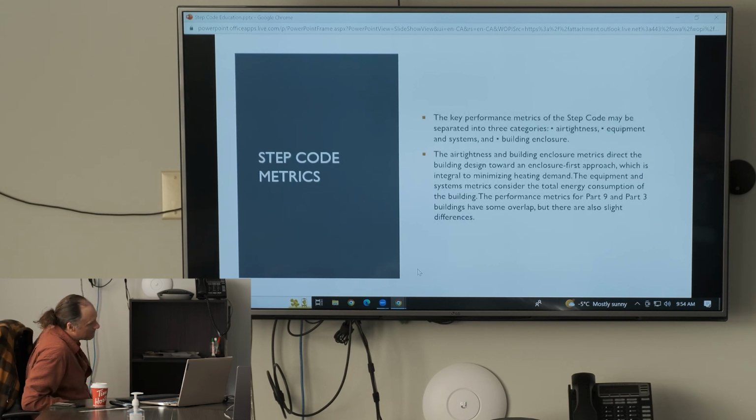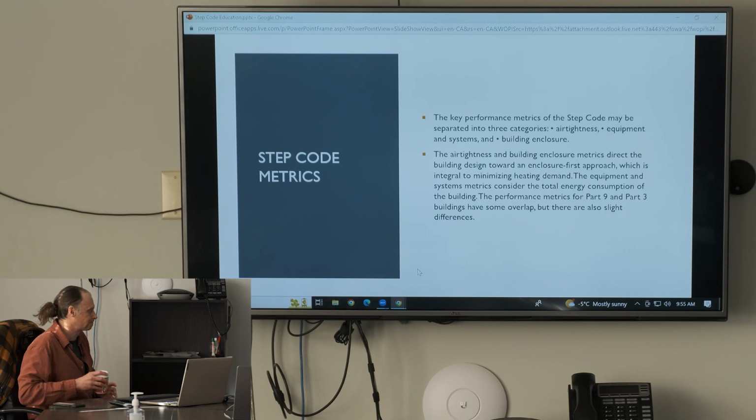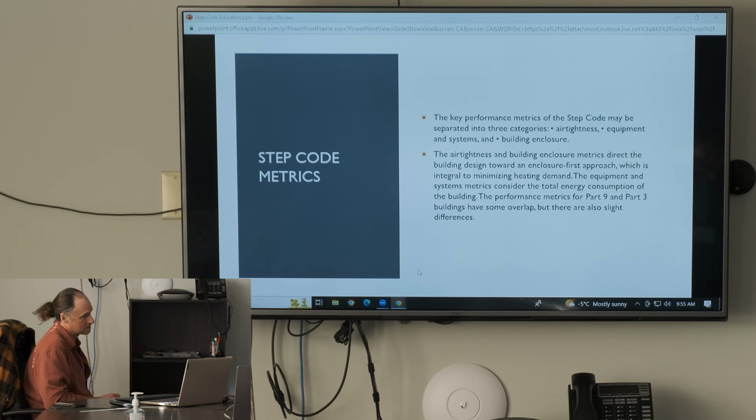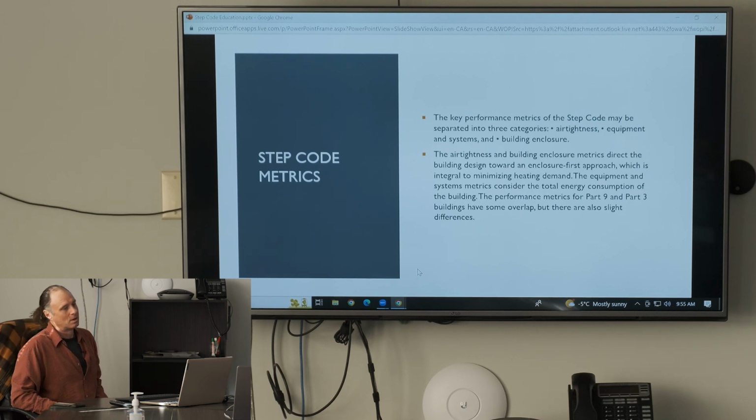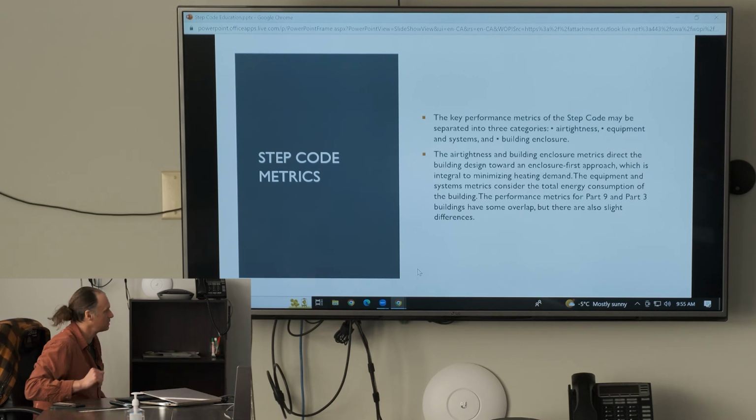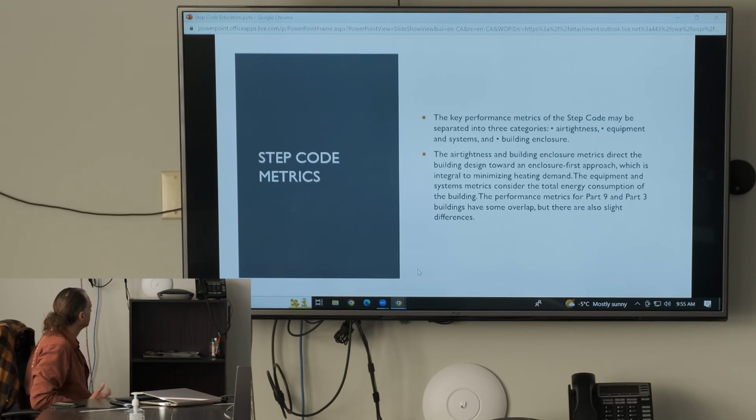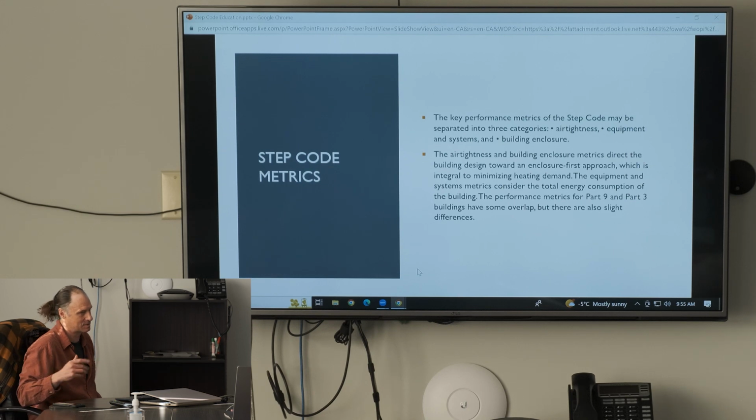So what are the step code metrics? What are the key metrics here? They can be separated into 3 categories: air tightness, equipment and systems, and building enclosure. When we talk about building enclosure, that's closely related to the air tightness, your air barrier. And we're going to get into a little more detail about why that's so important to have a continuous air barrier. Air tightness and building enclosure metrics direct the building design toward an enclosure-first approach, which is integral to minimizing heating demand. So that's part of that continuous air barrier.